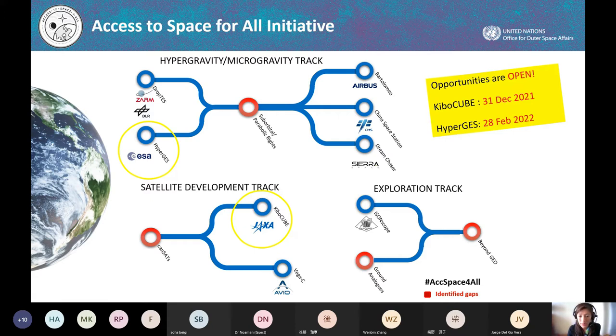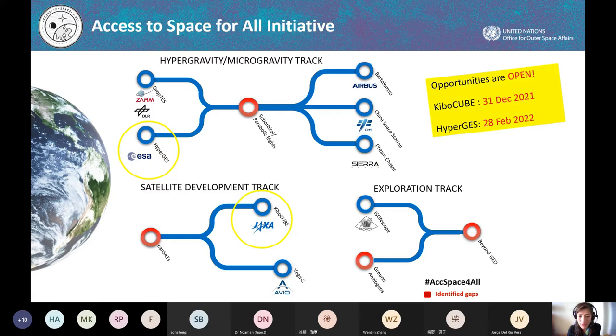Under that, you see the satellite development track, which aims to build the capacity to develop, operate, and utilize a satellite. And of course, microgravity experiments can be conducted here as well. On this, we have 2 opportunities. One, all of you are interested, so that's why you're here, but we have KiboCUBE. And another opportunity we have is with Avio, utilizing the Vega C launcher.